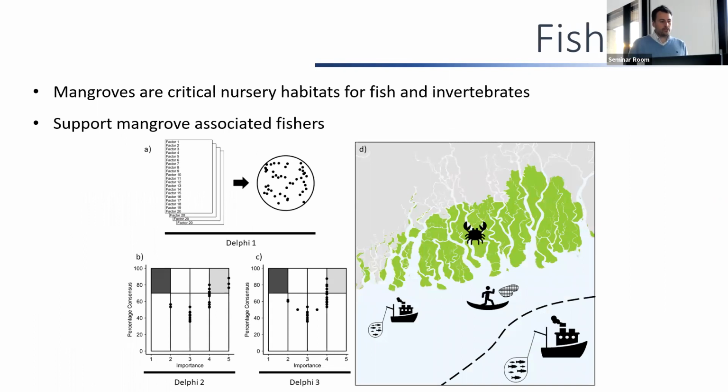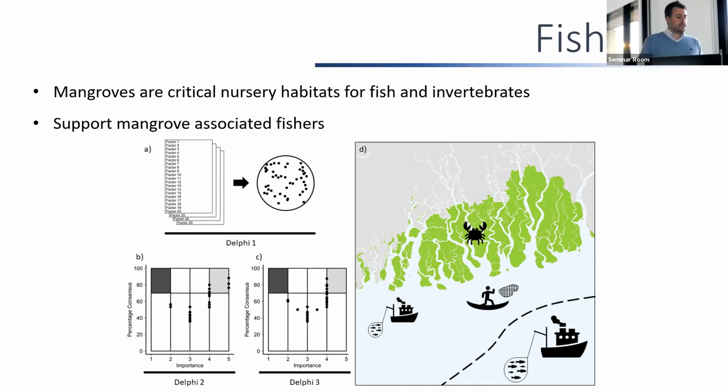Okay, I'm going to skip on to fisheries. This is some work that was led by Lena Zuermgassen, who used to be here and I've worked quite closely with. So mangroves are critical nursery habitats for fish and invertebrates. And they support large numbers of mangrove-associated fishes.